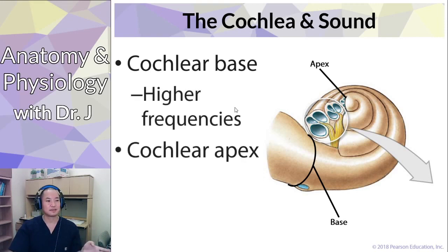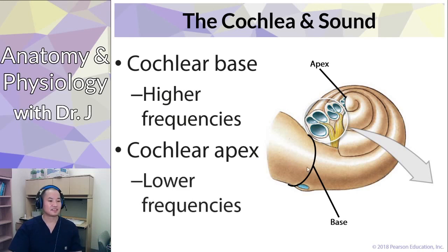Now the cochlear base is what detects higher frequencies. And remember why? If you have sound waves and pressure waves traveling, they have to travel all the way to here if they're going to reach the apex. But high-pitched sounds don't travel very far, so it doesn't make sense for high-pitched sounds to be detected in the furthest part of your cochlea. So the cochlear base, because it's closest to the oval window, is what detects higher frequencies, higher-pitched sounds like that mosquito.